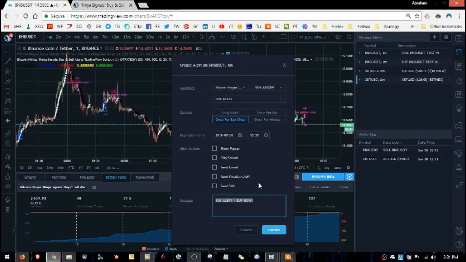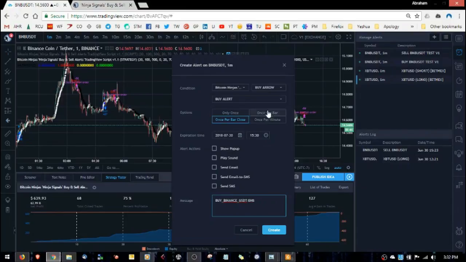If we were using GunBot, an example of that syntax would look like this. In this particular case, we are telling GunBot to place a buy order on Binance Exchange using the base pair USDT, and we are buying the coin Binance, or BNB.